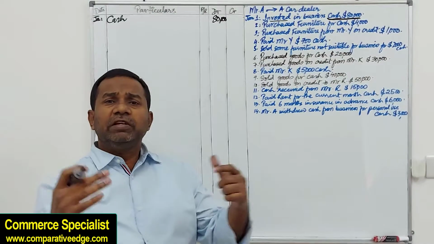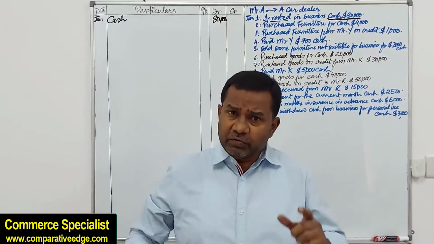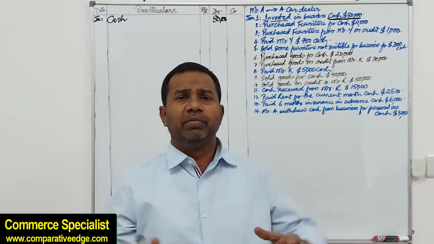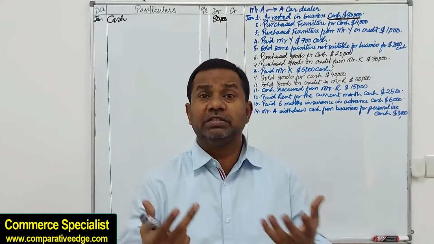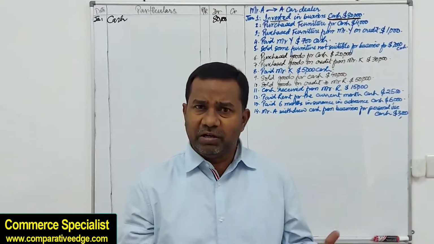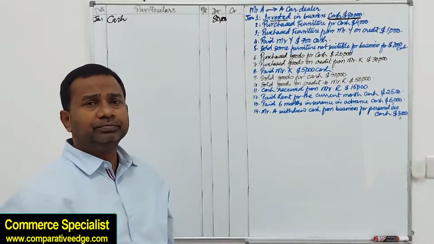An asset is increasing in the business. Why? Because the owner has invested. Remember, this is very important, before and after. Before, cash balance was 0. After the investment, cash balance in the business is 80,000. 0 to 80,000 is an increase. Increase in an asset is a debit. I have recorded it in the debit column.